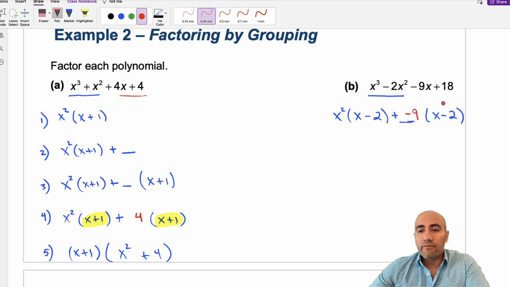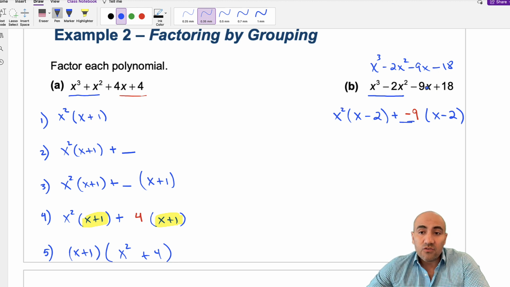So it works out. If you're wondering, what happens if it didn't work out? What if the original question here had a minus 18? Then the minus 9 wouldn't work. So if the original statement was x cubed minus 2x squared minus 9x minus 18, then we'd be in trouble because we'd need a negative 9 here to multiply times x to give you this term, but then negative times a negative gives you a positive, so it wouldn't work out.